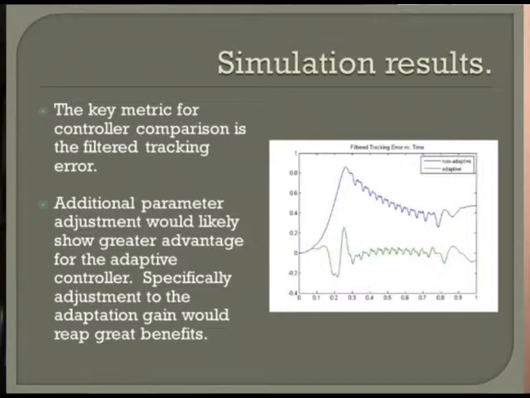So as you can see, the non-adaptive method has a much higher initial error, and over time it gets closer to the adaptive method, but never quite catches up. I do believe that additional parameter adjustment would probably show improvement to both controllers, but I think with tuning that the adaptive controller will still gain ground over the non-adaptive method.